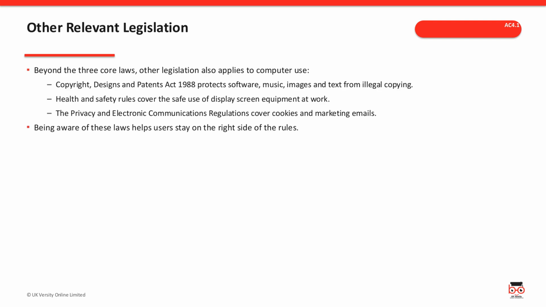Beyond those three core laws, a few others apply to computer use as well. The Copyright, Designs and Patents Act 1988 protects software, music, images, and text from illegal copying. Health and safety rules cover the safe use of display screen equipment at work, and the Privacy and Electronic Communications regulations deal with cookies and marketing emails. Being aware of these extra laws is what keeps users and organizations comfortably on the right side of the rules.